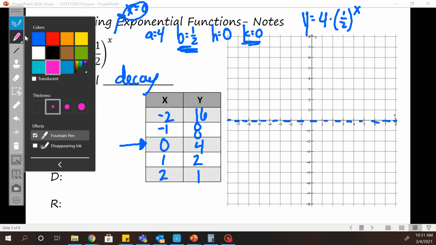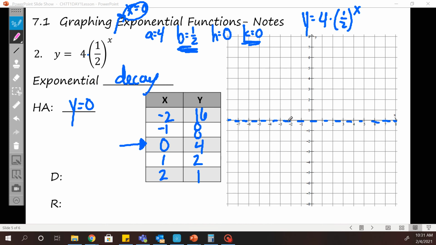All right, now we have all our points. We can graph them. So we'll start with -2, 16. Okay, that's not going to fit, so we won't worry about that. -1, 8, which is right here. 0, 4, which is right here. 1, 2, which is right here. And 2, 1, which is right here.